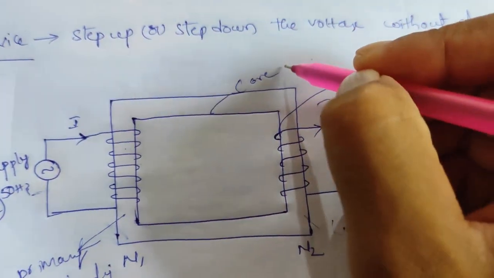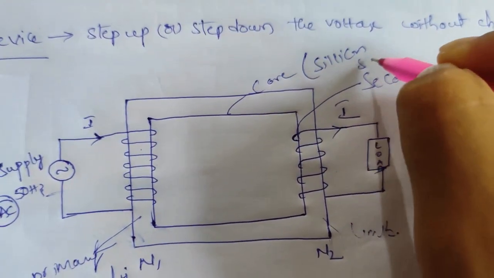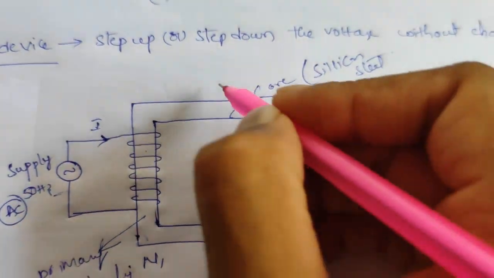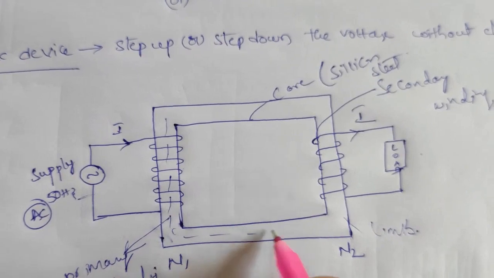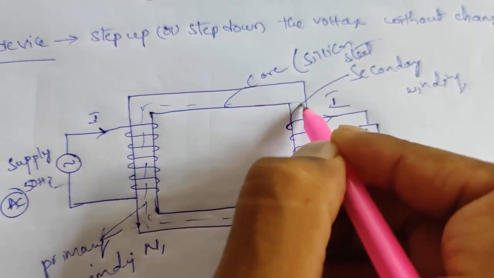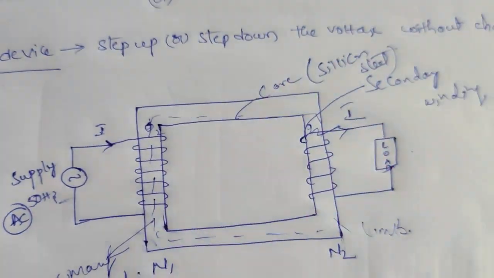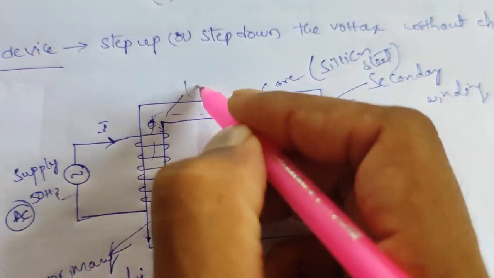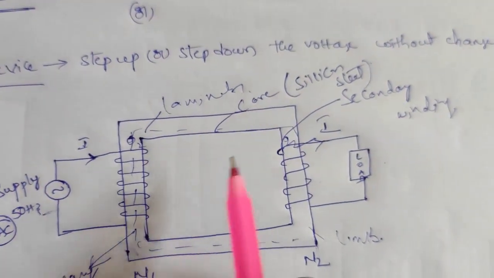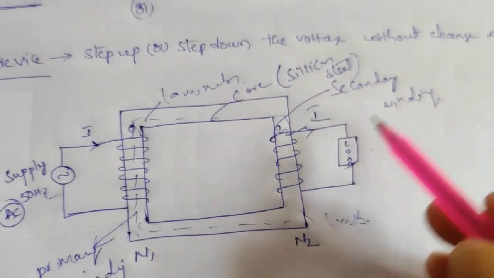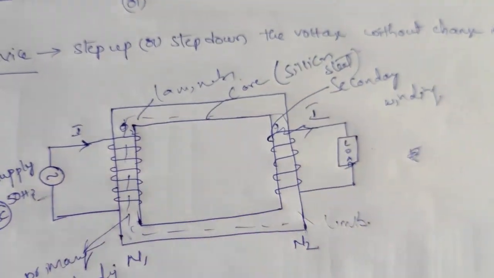This core is made up of silicon steel. These are having some laminations. This is the flux produced from the primary winding: phi 1. This is phi 2. The core is made up of silicon steel and has laminations. Why we are using these laminations is to reduce the eddy current losses. In the losses video we will discuss what is meant by eddy current loss and what is meant by hysteresis loss.